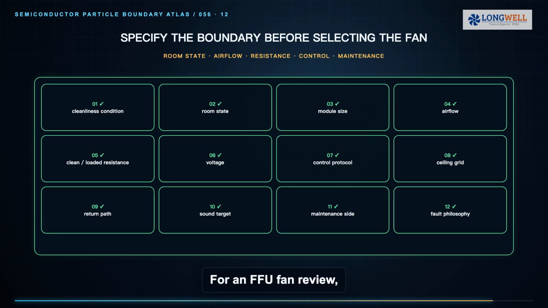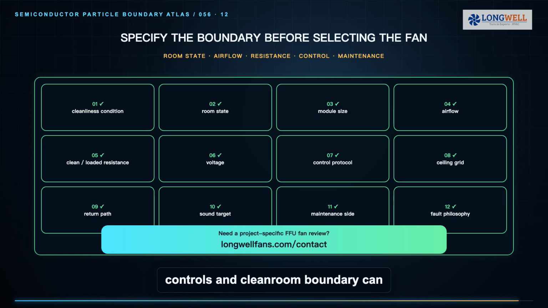For an FFU fan review, send the required cleanliness condition and room state, module size, airflow, clean and loaded filter resistance, voltage, control protocol, sealing grid, return path, sound target, maintenance side, and fault philosophy. Then the fan, filter, controls and cleanroom boundary can be evaluated as one system.